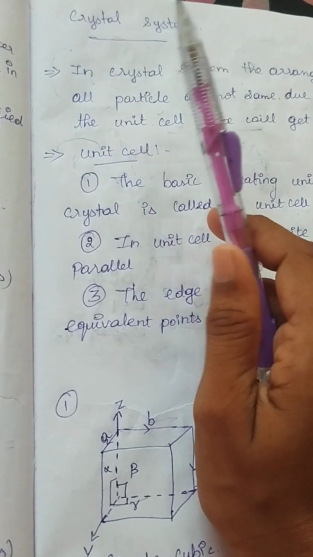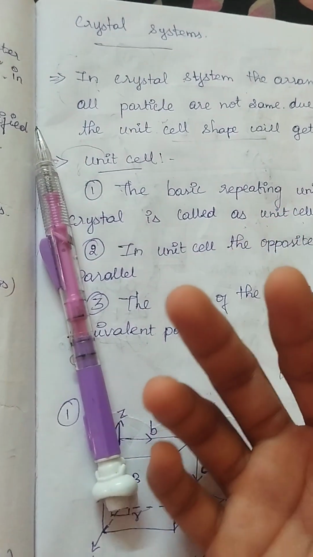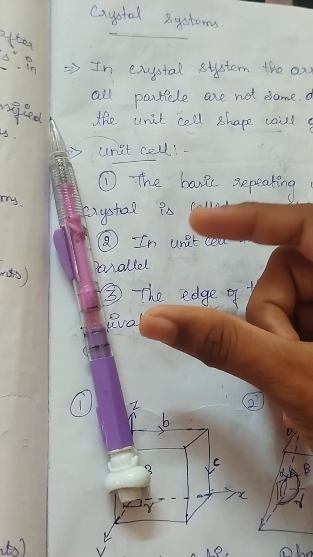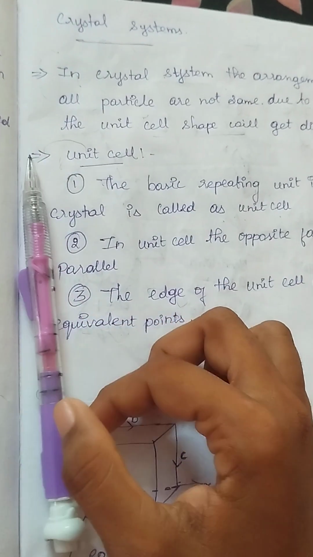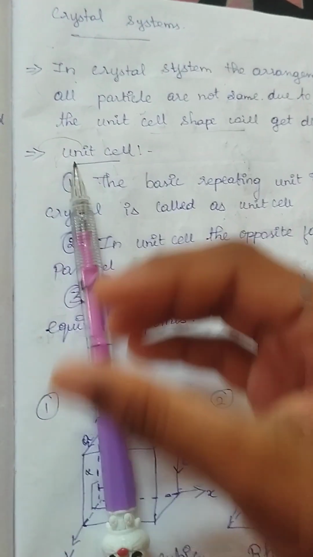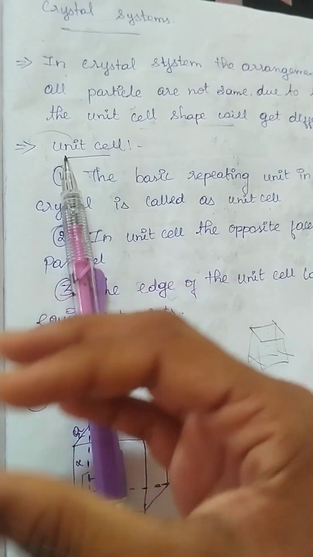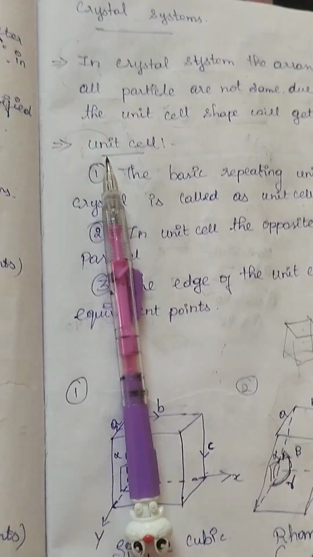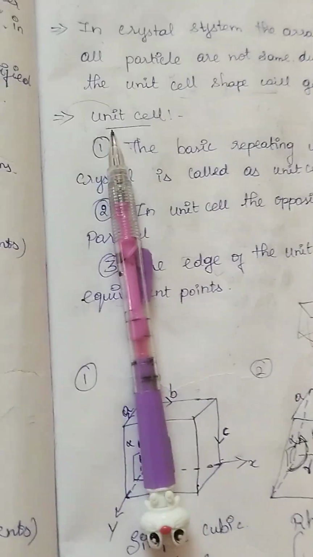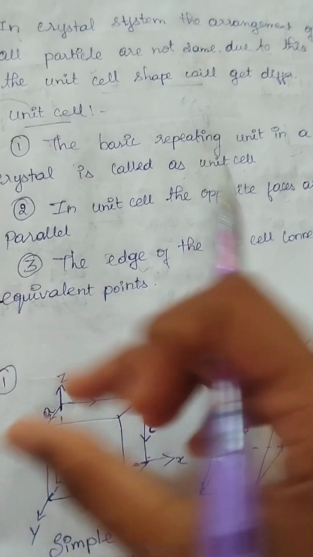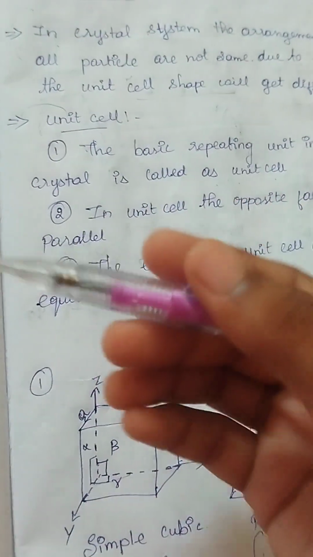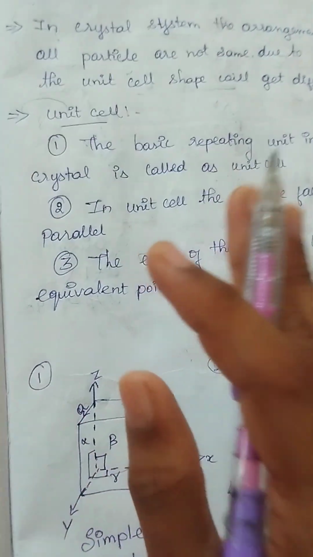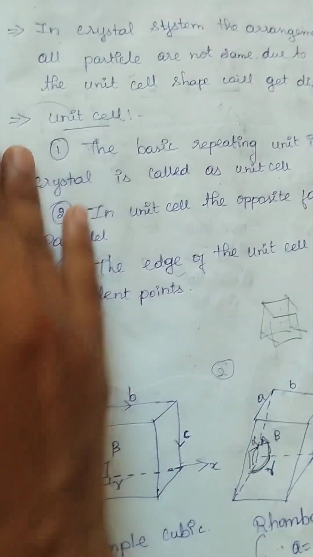And the combinations of molecules are arranged in such a way that sometimes it is arranged in a correct order, and sometimes the particles are not arranged in a correct order. The repeating unit we call a unit cell, and the repeating unit cell arrangement we call a crystal lattice. This is the concept.